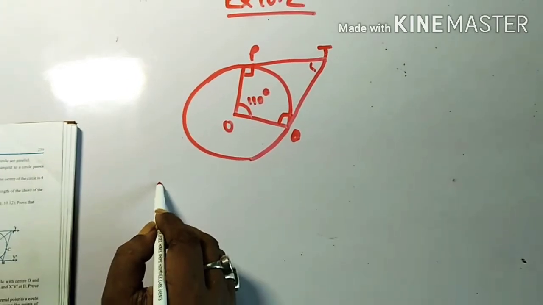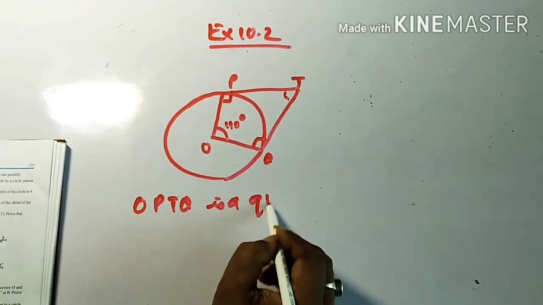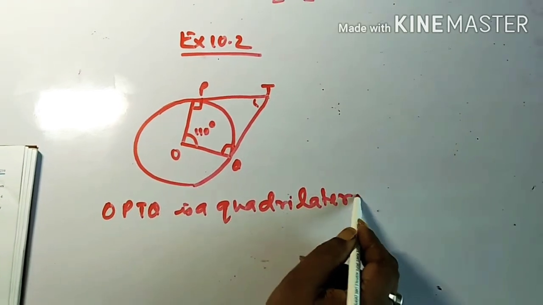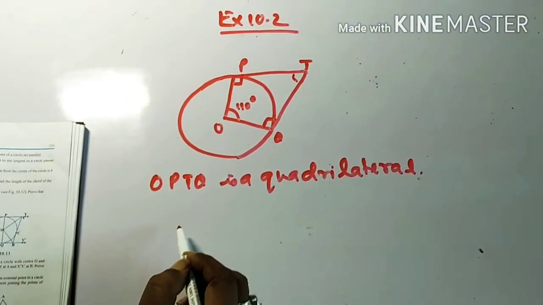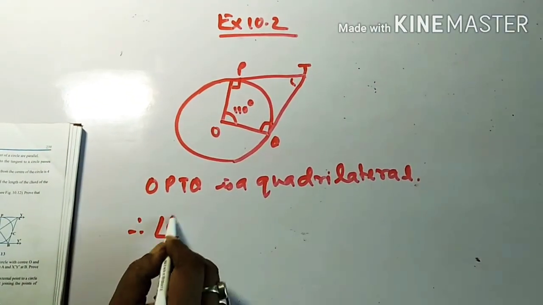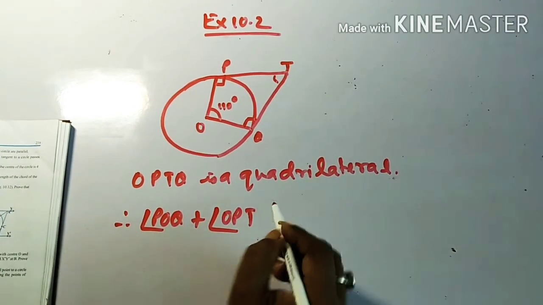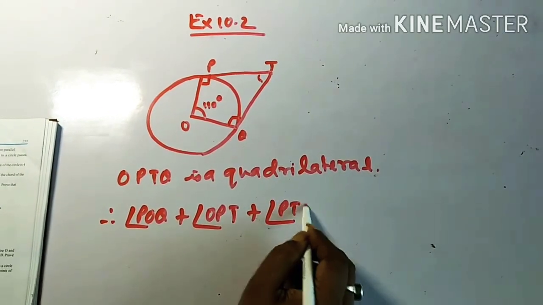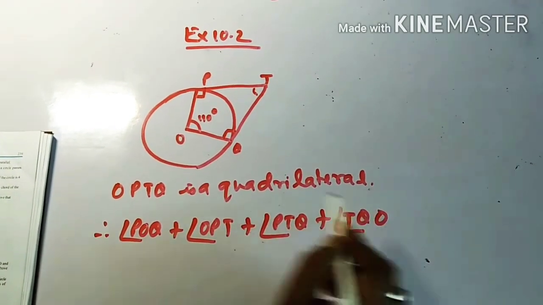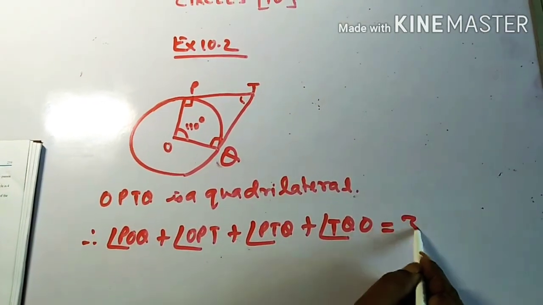So OPTQ is a quadrilateral. And the sum of the interior angles of a quadrilateral is 360 degrees. Therefore, angle POQ plus angle OPT plus angle PTQ plus angle TQO is equal to 360 degrees.